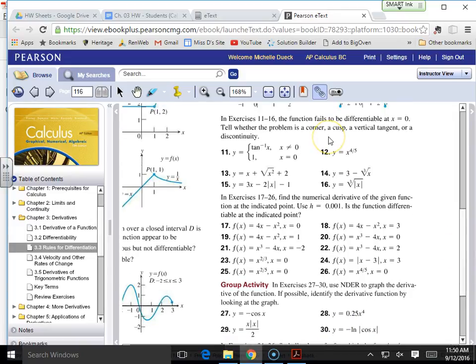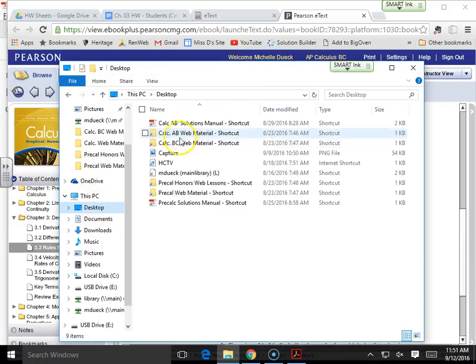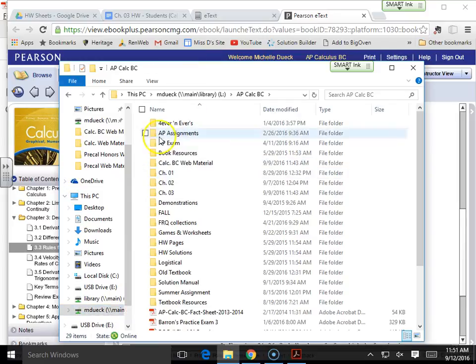Can we talk about the difference between a corner and a cusp? Because I don't know what either of those even are. Yeah, let me open up my notes, because I would prefer to write that down. Okay. Just for visual understanding of that.